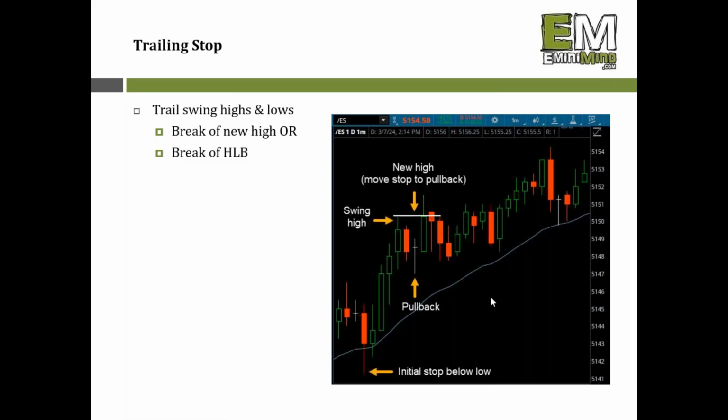You can either wait to move your stop when we break the pullback candle's high, or when we break the swing high. Either of those are okay. Moving it when you break the pullback high is going to be a tighter stop versus waiting for the swing high to break. That's going to give you a little more time with your stop a little bit further away. But those are just two subtleties that are worth paying attention to.